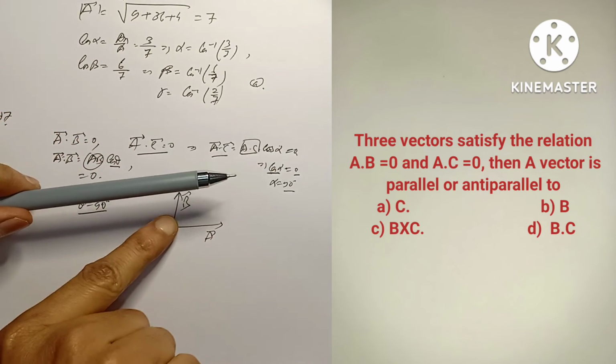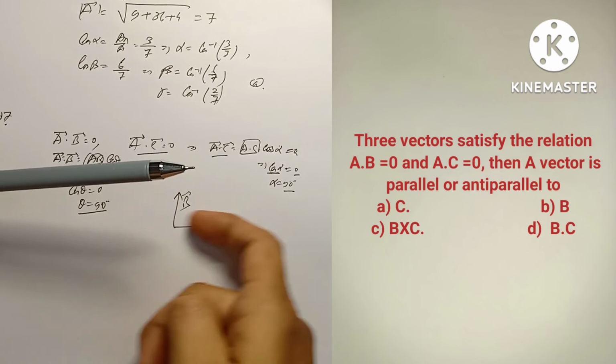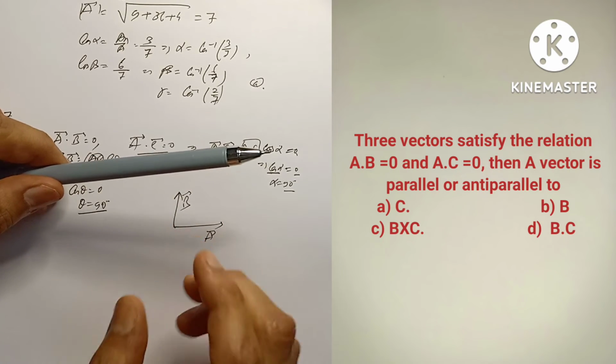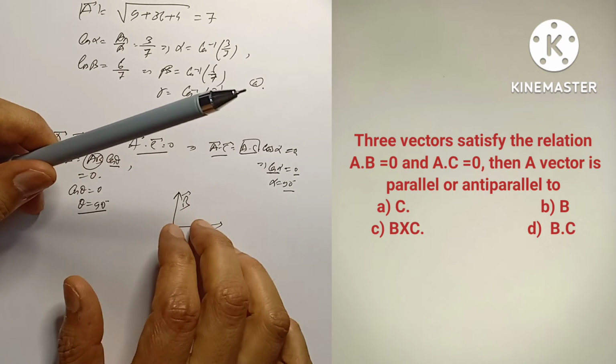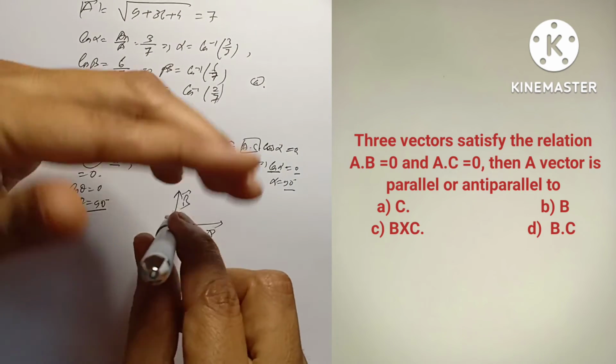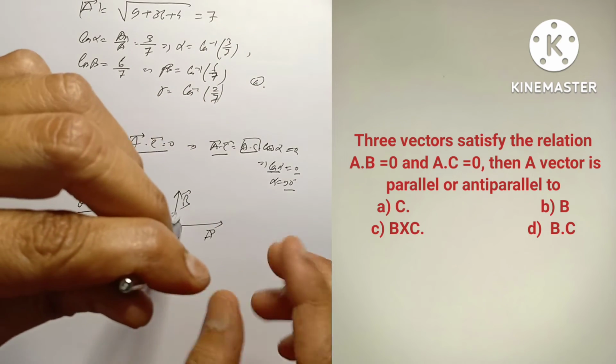That means parallel means along a, and antiparallel means along the opposite of a vector. So option B is also not correct. Here a, b and c are all mutually perpendicular to each other.